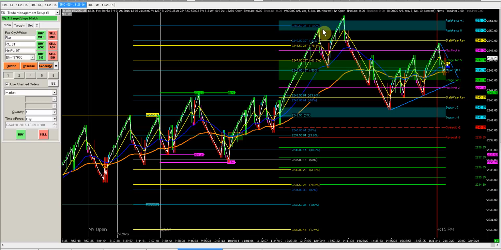8 times 50, that's $450 right there. That's a nice move on the ES. And that would have made you $450 today on just one contract. And if you'd have traded 2 contracts, you're looking at a $900 move right there.